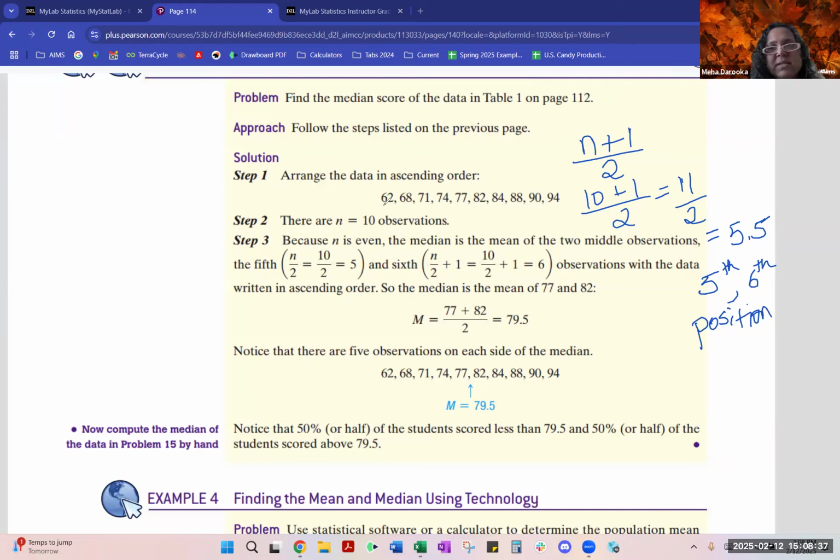So if we go, okay, this is 1, 2, 3, 4. This is going to be my 5th and 6th position. Going from the other direction, same thing, 1, 2, 3, 4. And then you can see this will be our 5th and 6th position. So those are the two numbers that we are going to have to find the average or the mean for, right? So you will take 77 plus 82 divided by 2, and you can see that the median comes out to be 79.5. So this is how you can calculate the median by using just one single formula, n plus 1 divided by 2.